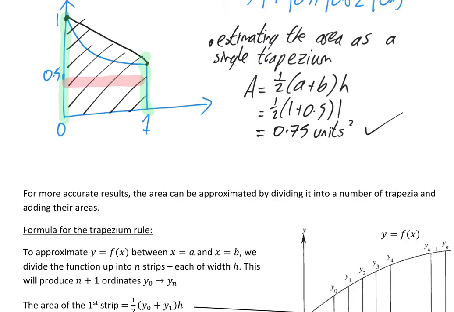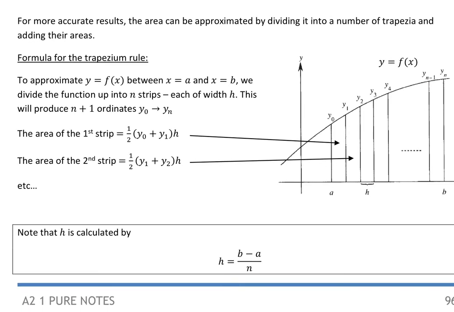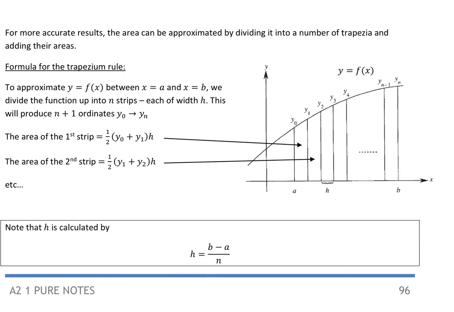Okay, so as I mentioned earlier on, for more accurate results, the area can be approximated by dividing it into a number of trapezium and adding their areas. So the formula for the trapezium rule is as follows. The first thing I like to do is draw the shape out. So draw out what you've got. And if I'm doing a sketch of this, no matter what the curve is, I would always draw this sort of shape anyway. It just makes it an awful lot easier.